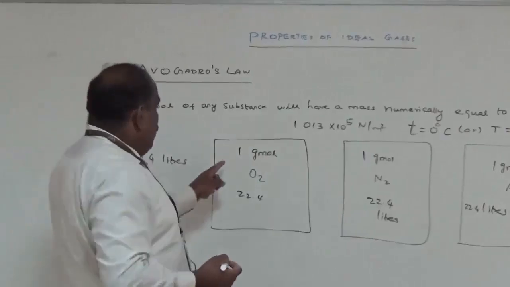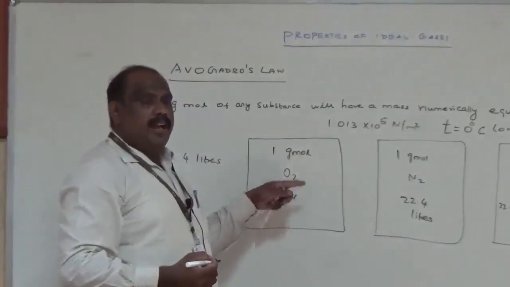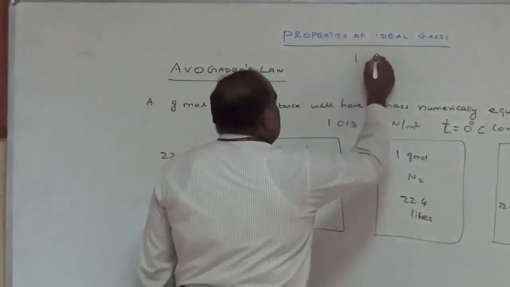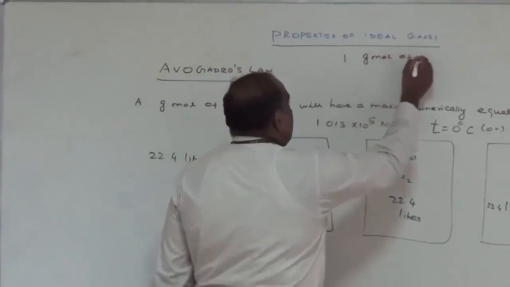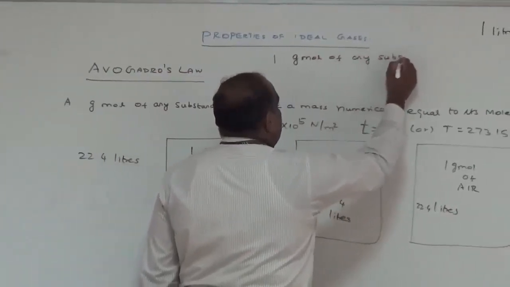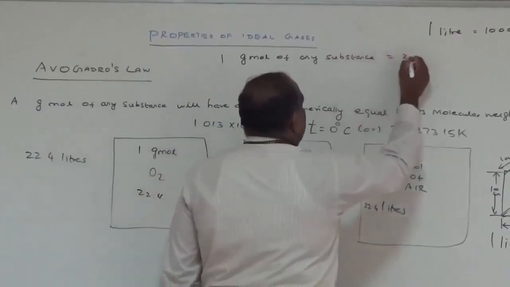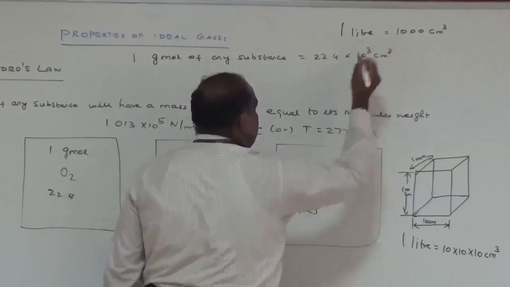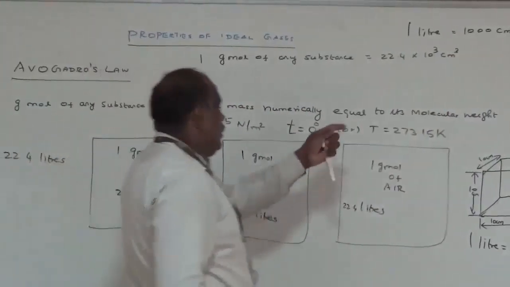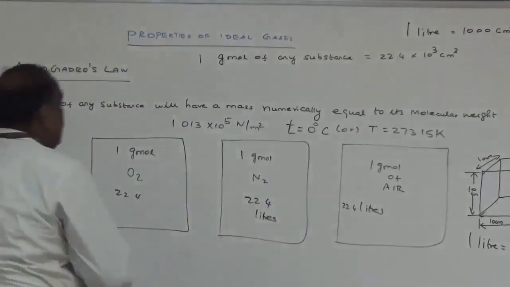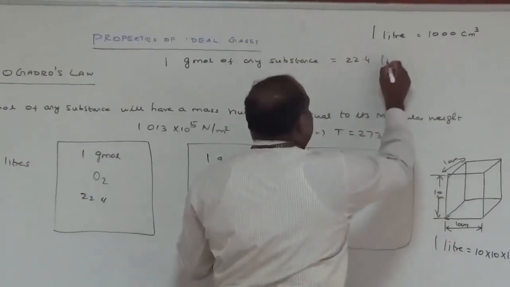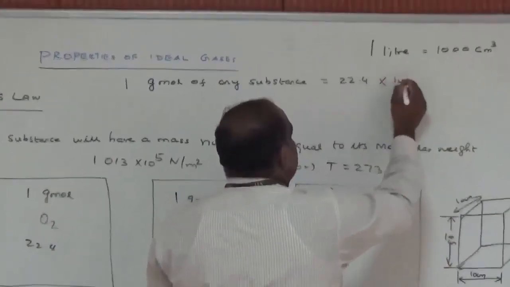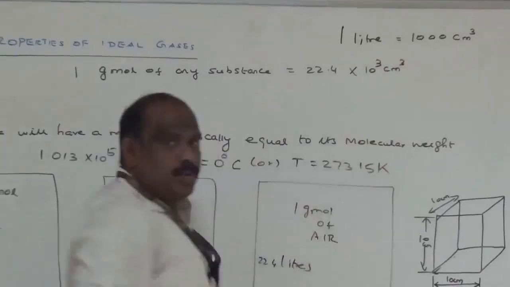Now I told you 1 gram mole of any substance, may be oxygen, hydrogen, any substance, will occupy a volume of 22.4 liters. So 1 gram mole of any substance will occupy 22.4 liters. 1 liter will be equal to 10 power 3 centimeter cube. I hope you can understand. It's 22.4 liters, but we know 1 liter equals 10 power 3 centimeter cube. So I can replace this with 10 power 3 centimeter cube.